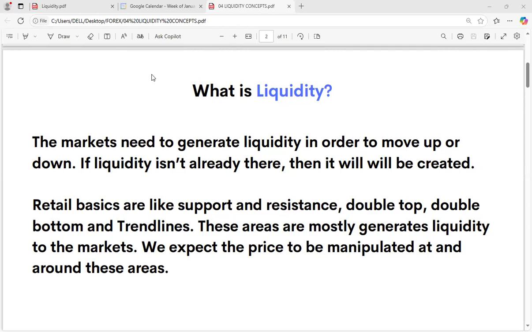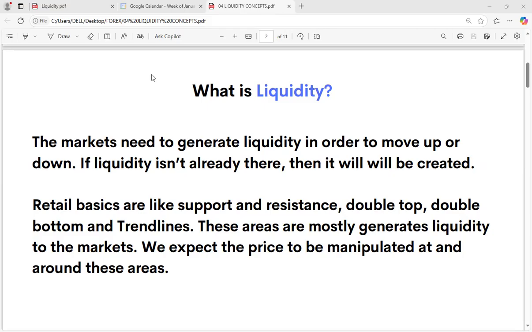This can also be a pending order. It is where the market gets money to push the market. Without liquidity, the market cannot move. So how do they get what they call liquidity? It is from the market. It is from the retail traders.